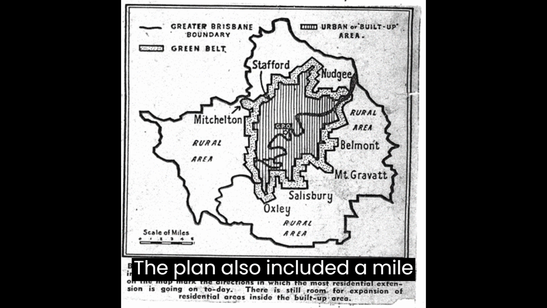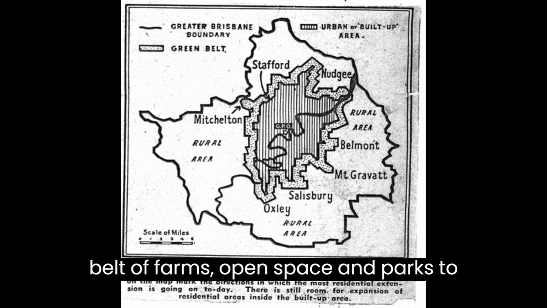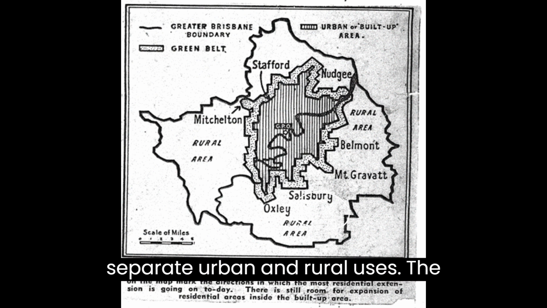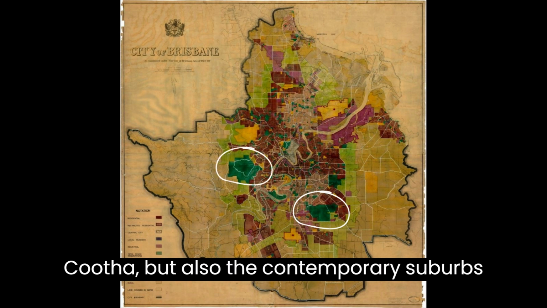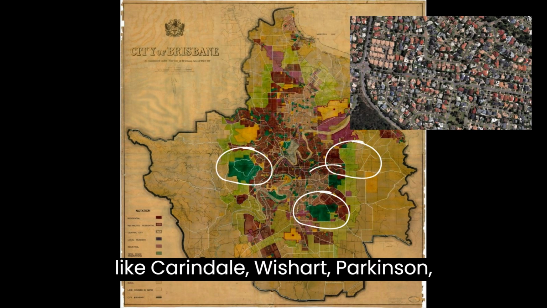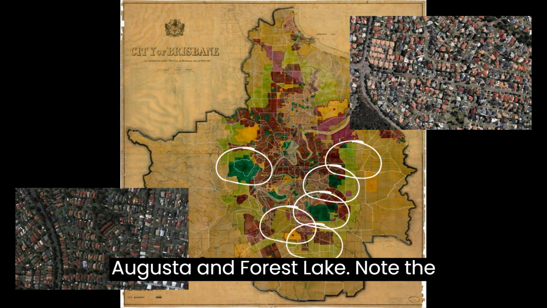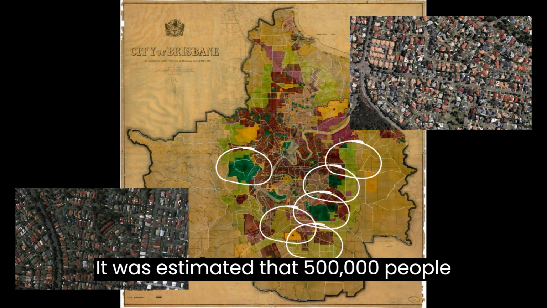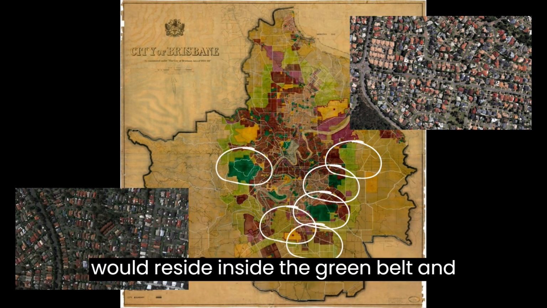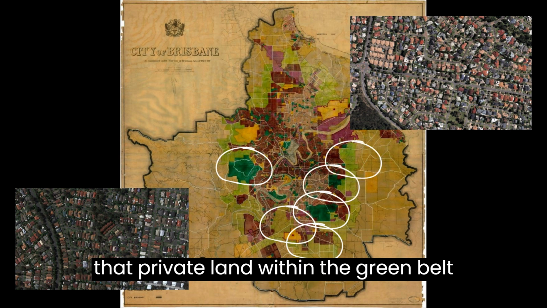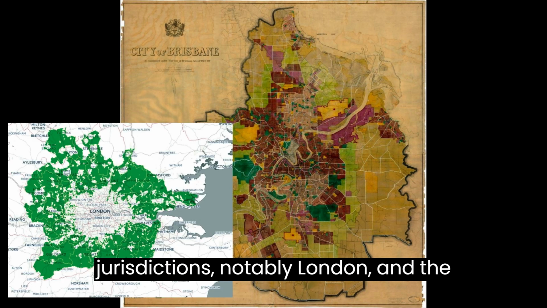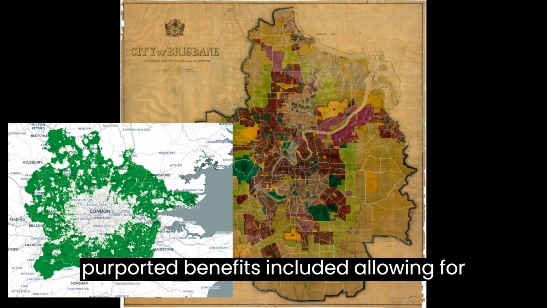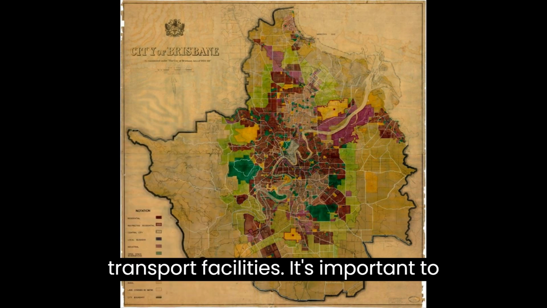The plan also included a mile-wide, encircling green belt of farms, open space, and parks to separate urban and rural uses. The green belt included Toohey Forest and Mount Coot-tha, but also the contemporary suburbs like Carindale, Wishart, Parkinson, Algester, and Forest Lake. Note it was estimated that 500,000 people would reside inside the green belt and that private land within the green belt would be gradually acquired by council and held in perpetuity. The green belt was modelled from other overseas jurisdictions, notably London, and the purported benefits included allowing for the improved planning of passenger transport facilities.